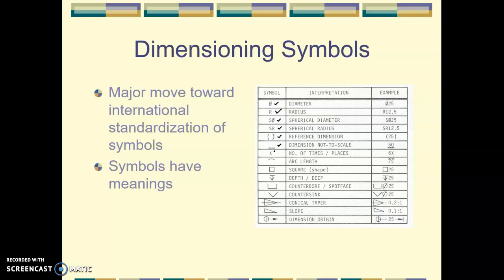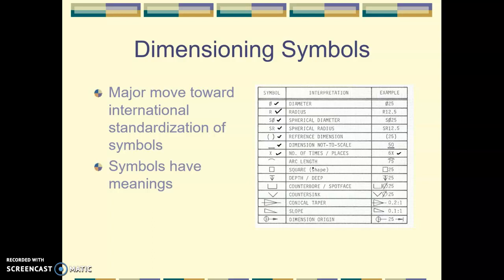We have seen that dimensions that are underlined indicate that they may not be drawn to scale. That's usually the result of some type of drawing revision. We've seen the X used to indicate the number of times a particular characteristic is used. For instance, we may have 6 holes that all have the same diameter, and you would dimension that with 6 times diameter 0.5, or whatever that diameter happens to be.